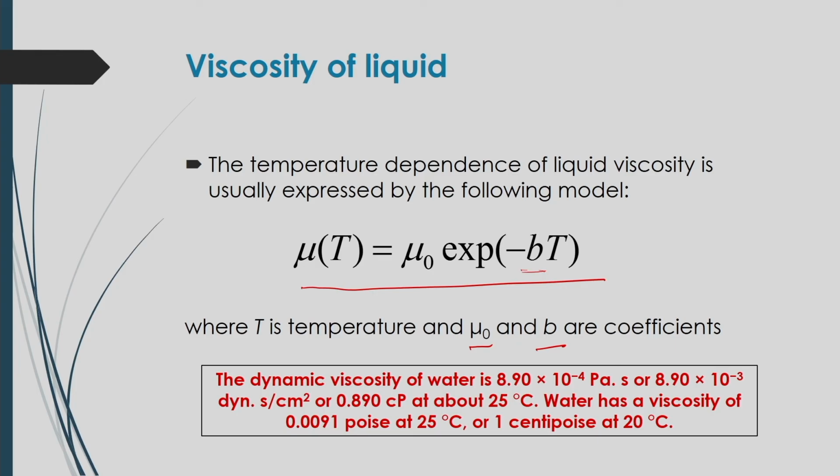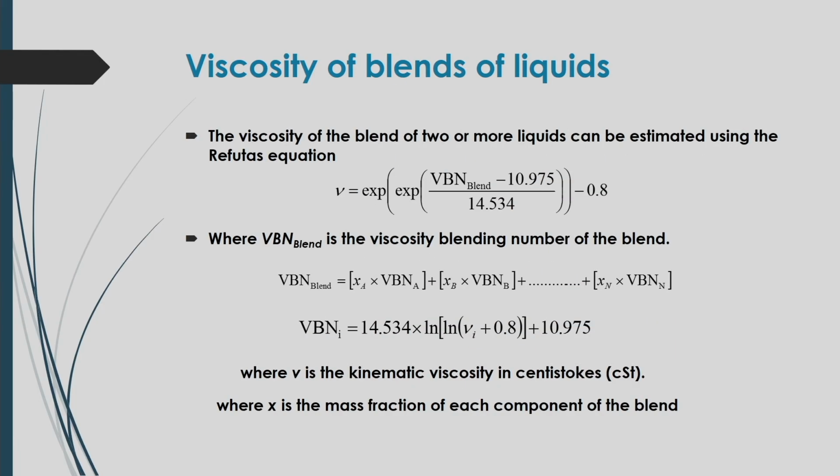So, you can calculate that viscosity as per this mu 0 and B, which is basically obtained from experimental observation. And the viscosity of blends of liquids you can also calculate; that depends on the viscosity blending number. It is generally dependent on the mole fractions of the individual components of that mixture.